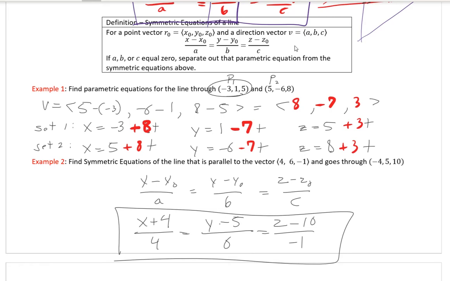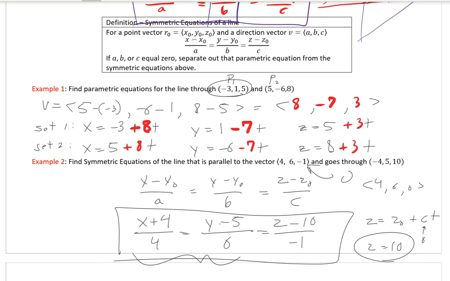Any points x, y, and z that satisfy these symmetric equations would be on the line. Note that if there's some component that is a 0, then all you would do is separate one of these out. For example, if this was 4, 6, 0 instead of -1, I would have the first two equations, and then for the last one, I'd consider the parametric equation for z as z equals z sub 0 plus ct. I'd set c to be 0, and I'd just have z equals its point 10. So I'd have the two symmetric equations and also z equals 10. That would also define any points that satisfy those as being on the line. Okay. I also put that note in the symmetric equations right here.